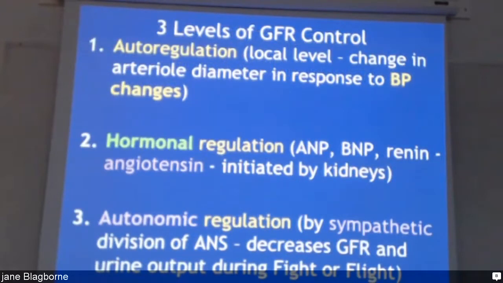So the levels of control for glomerular filtration rate. Autoregulation changes the arterial diameter in response to blood pressure changes. Remember I was saying the kidneys are extremely sensitive to blood pressure? They can actually affect the amount of filtration that happens and can do some damage if the blood pressure is too high. A lot of your diabetics are on medications to lower their blood pressure, not necessarily because they have high blood pressure, but because they're protecting the kidneys.